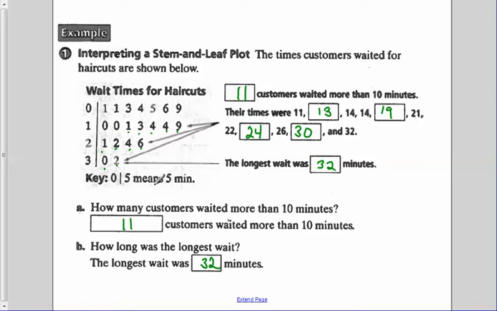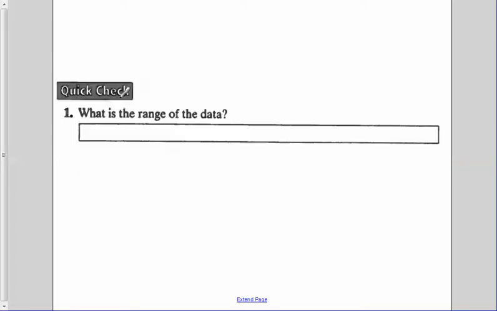So then we look at our follow-up question, what's the range of the data? And we say, well, 32 is our greatest, and range is always taking the maximum minus the minimum, and that will always equal the range. So if my maximum was 32 and my minimum was 1, then my range would be 31 minutes.